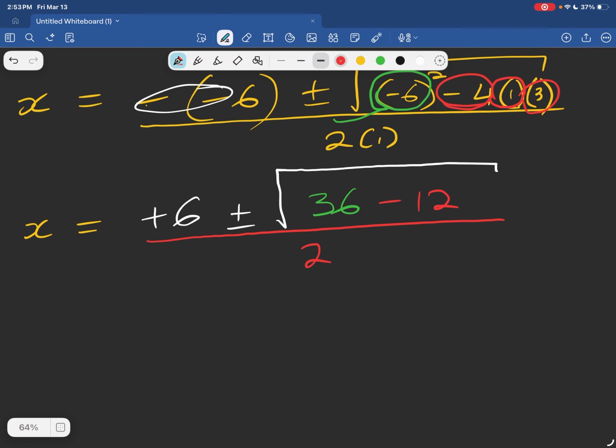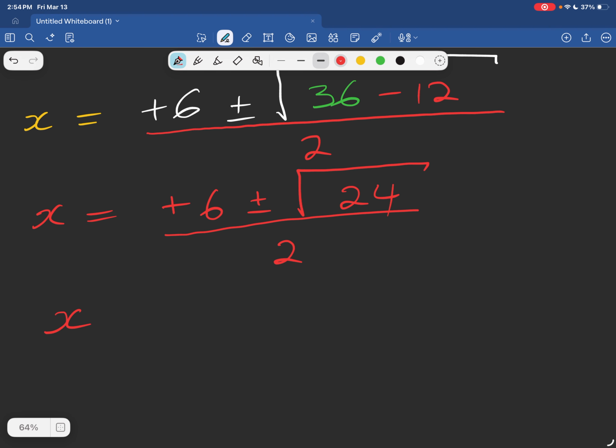Our next move, we're going to say x is equal to positive 6 plus or minus, and then we work out what is under the square root symbol. We have 36 minus 12, that is 24. All of that is over 2. And then we continue. We say that we now simplify the radical. So we are going to say positive 6 plus or minus, and 24 is not a perfect square, but we can break it up into two numbers, one of which is a perfect square.